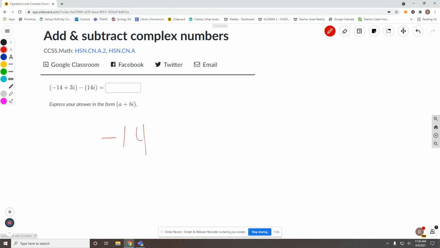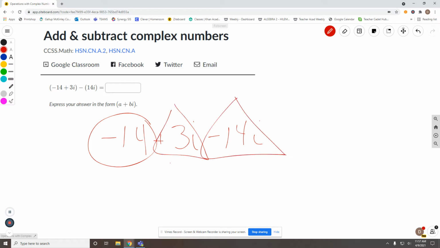So that means we can drop the parentheses out front, and we need to make sure we distribute that negative to every term in the parentheses. And luckily there's only one, so we just do minus 14i. Now, like I said before, the i is going to act like a variable. It's not a variable, it's a number, but we only want to combine like terms. So -14 is our only real part, and +3i and -14i are our imaginary parts. So we're going to combine the like terms.